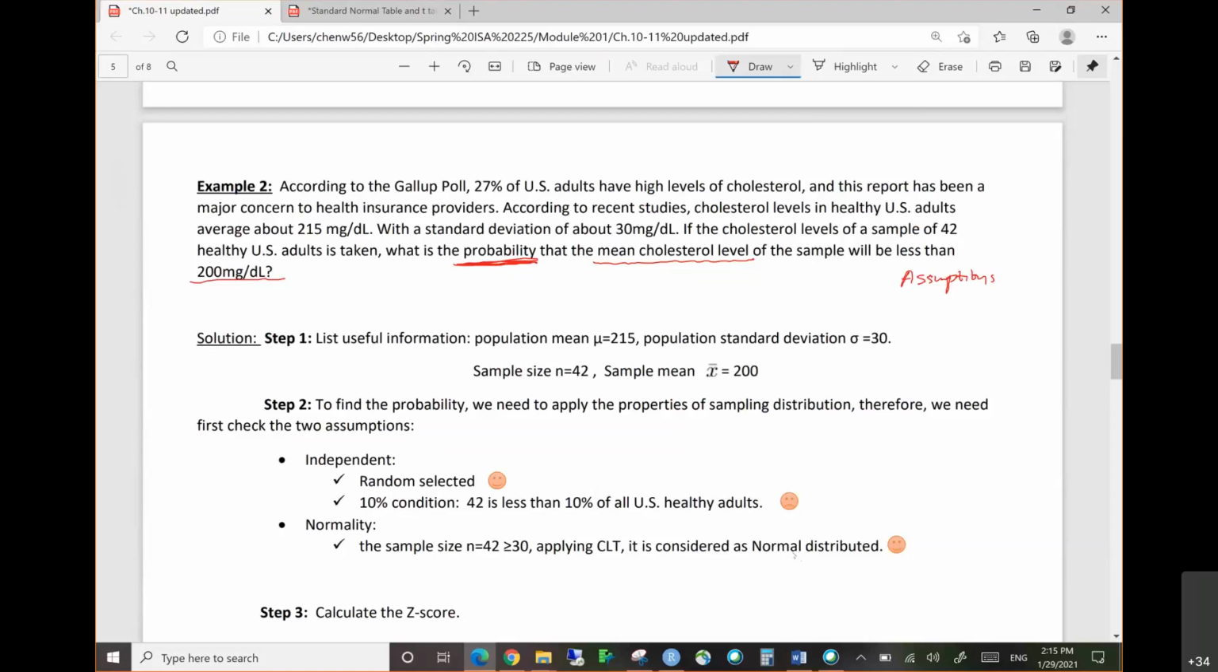Mean, right? So we need to check the assumptions for the mean because we want to find the probability of the mean cholesterol levels. Once the assumptions are checked, we can use the formula of z for the mean, which is x bar minus mu over sigma over square root of n, to calculate the z. Z goes to the normal table to find the probability.